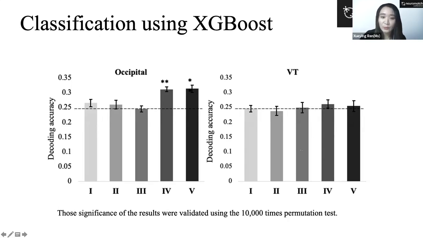However, in VT, we were unable to classify categories at any spatial scales based on those new features. And the significance of the results was validated using a 10,000 times permutation test.